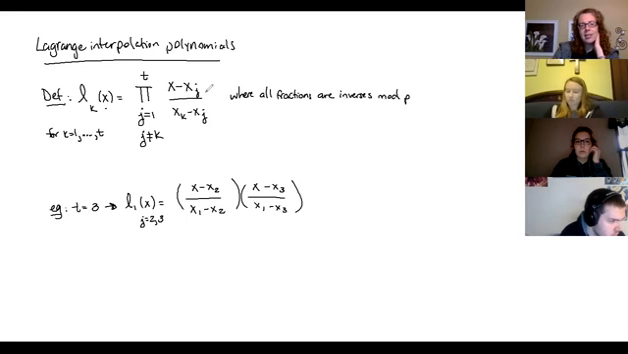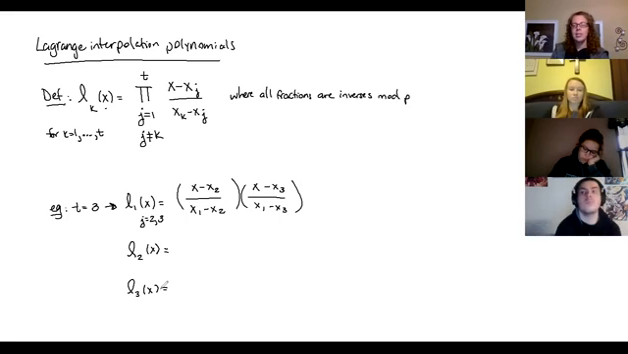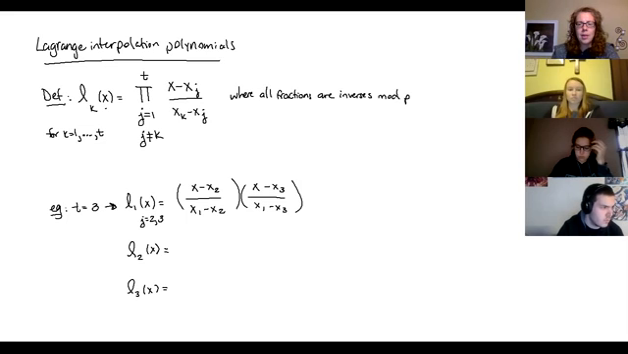My k stays the same, my j changes. Do L sub 2 of x and L sub 3 of x. Do both of those. And then we'll talk about how we're going to use these Lagrange interpolation polynomials to find k. All right, so do each of those.